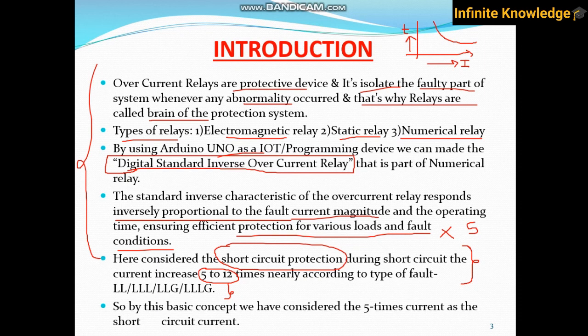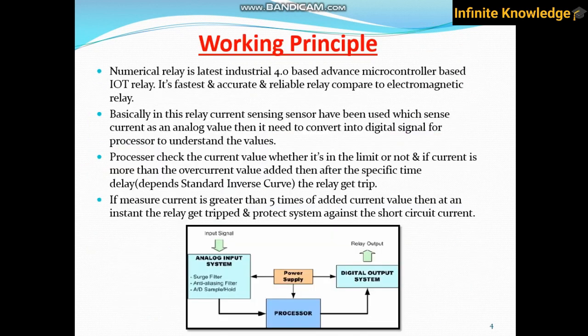There is no delay at that time, it just gives the tripping command from your relay to your circuit breaker when your current is 5 times your normal current. By this concept we have implemented 5 times as a short circuit. So this is the basic introduction part of this video. Now we are going to move to the next slide, and we will understand the working principle of this numerical based relay.